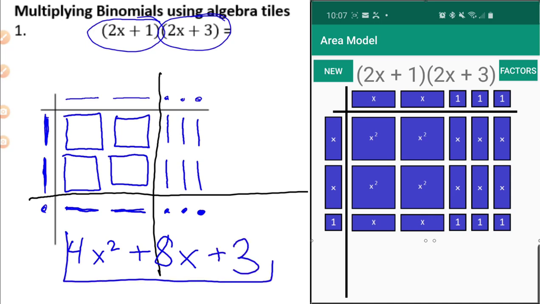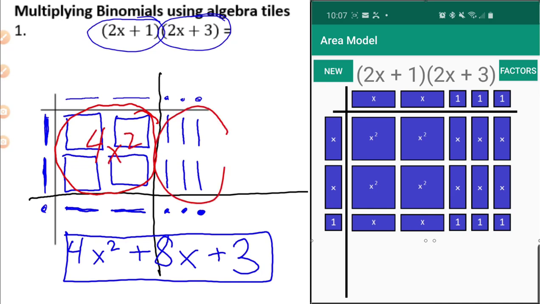So there's my answer. And let me just highlight these so you know where I got those from. So here's my 4x squared. And then over here, this piece and this piece, that's how I got the 8x, because there's 6 x's here and there's 2 x's there. And then the last little box right here, I have 3. So this is just plus 3. All right, let's try one more and see if we understand this. But again, I like that we can just use pictures and give us the answer.